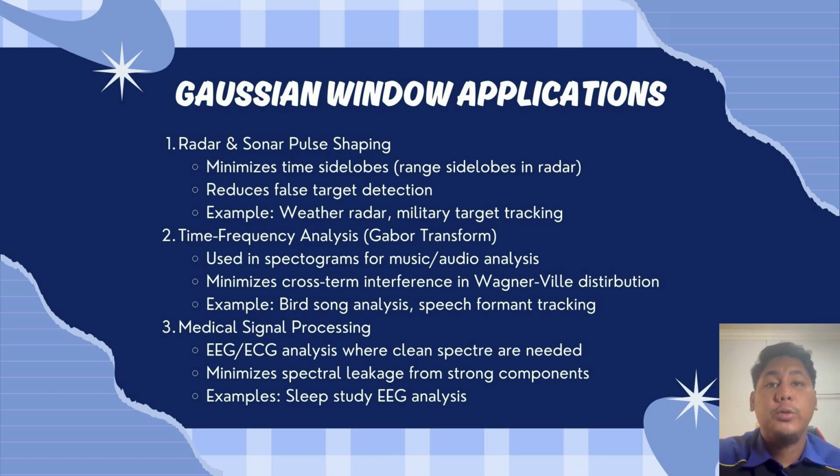Now, for Gaussian windows, this is where they enable sophisticated, high-performance applications. Radar and sonar pulse shaping. In radar systems, Gaussian windows are essential. They minimize range side lobes, false echoes that could mask real targets. Without proper windowing, a weak drone signal near a strong aircraft return could be completely missed. Gaussian windows provide the clean target separation needed for reliable detection.